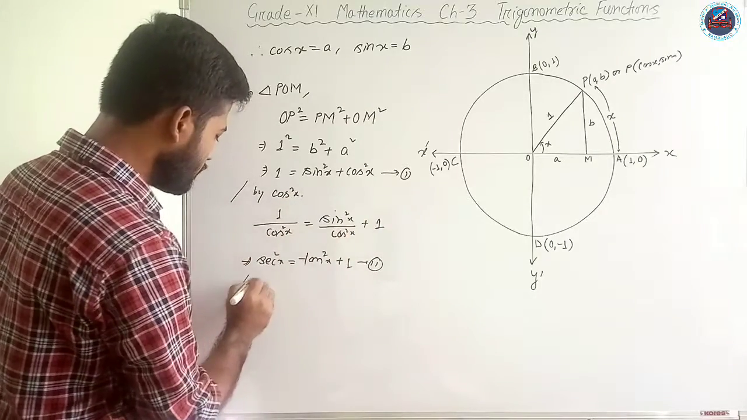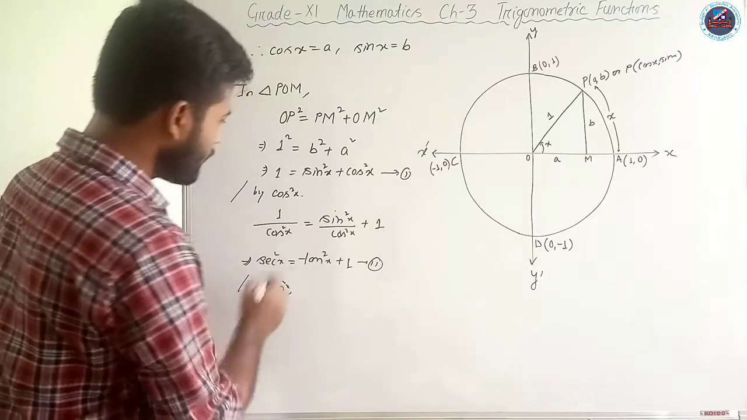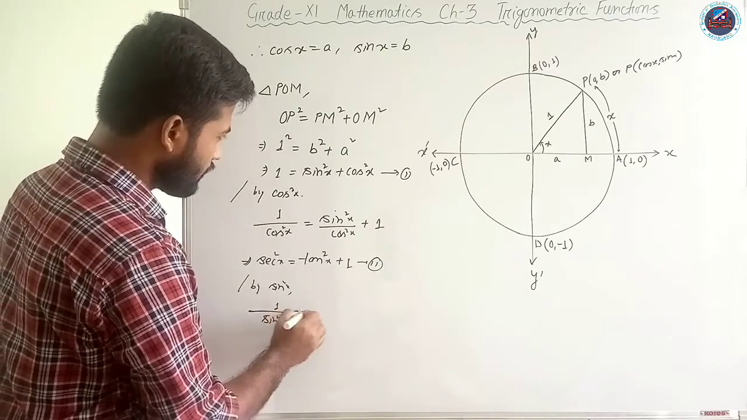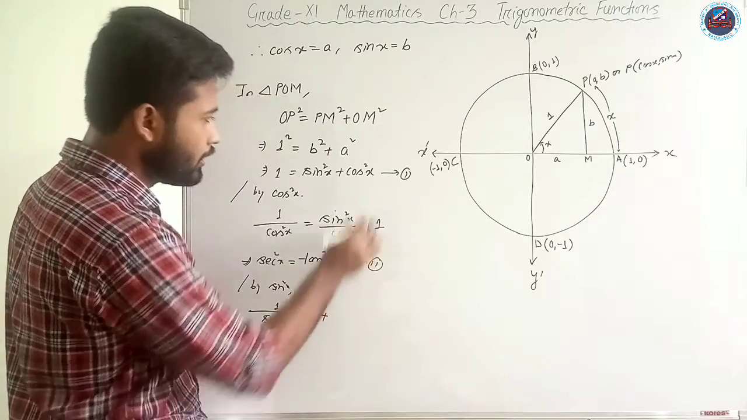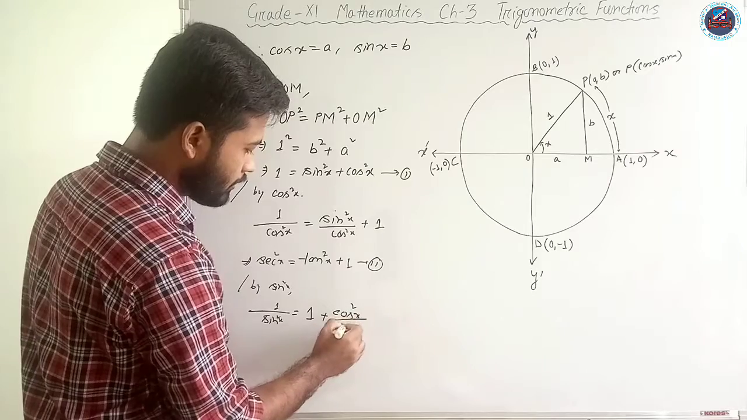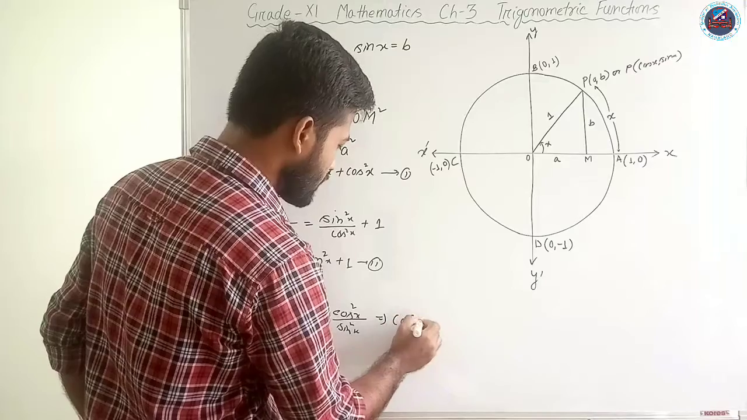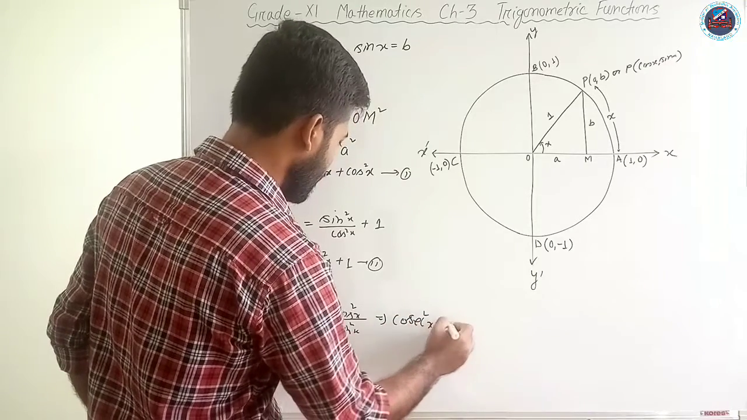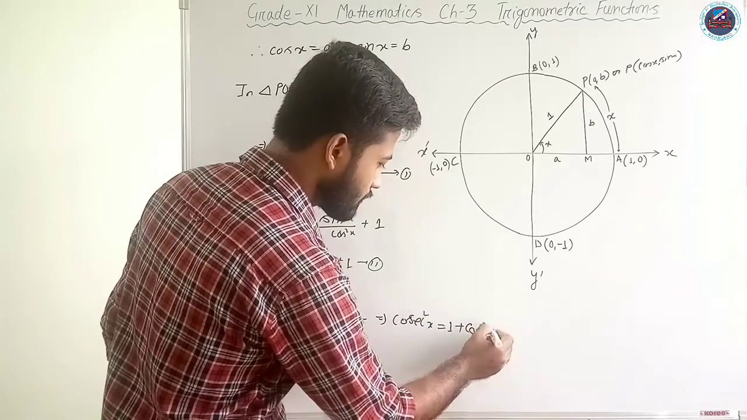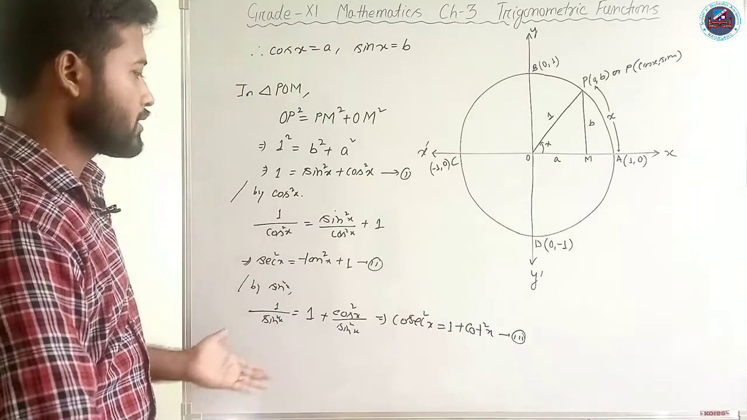Divide equation 1 by sin square x. If I divide it throughout, it will be 1 by sin square x equal to sin square x by sin square x, which is 1, plus cos square x by sin square x. This implies 1 by sin square x is cosec square x, and here we have 1 plus cos square x by sin square x, that will be cot square x. So these are the three very important identities. This is how we find it.